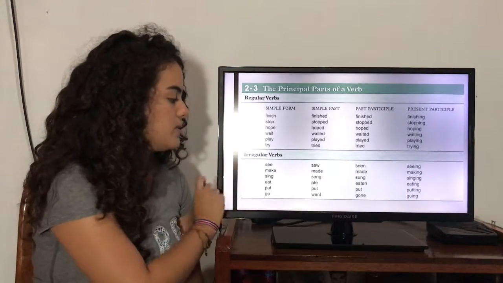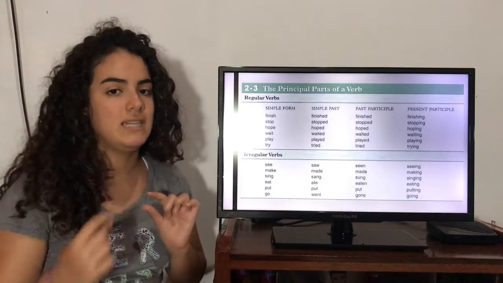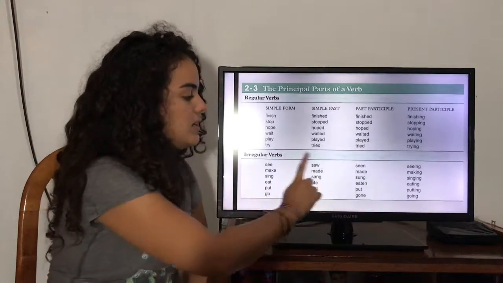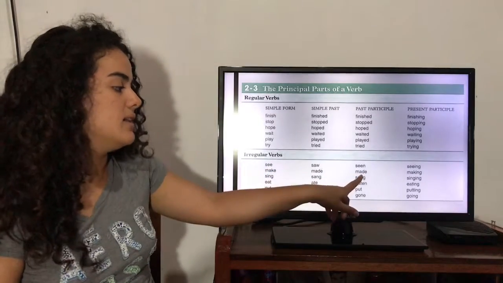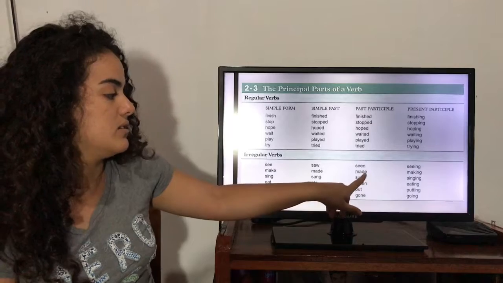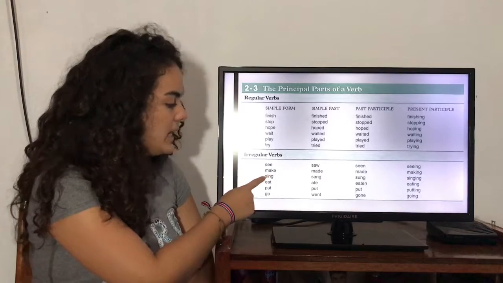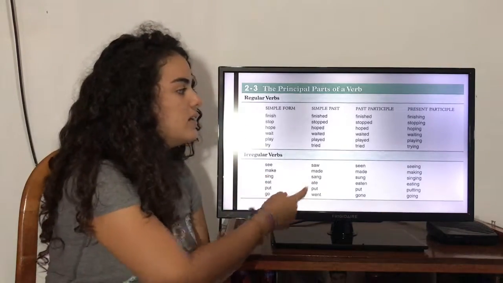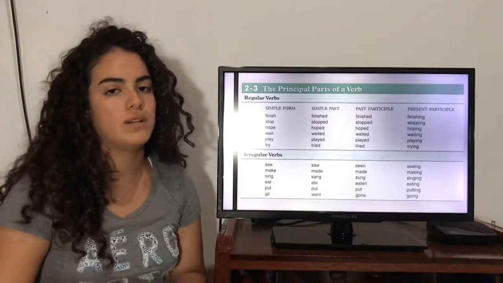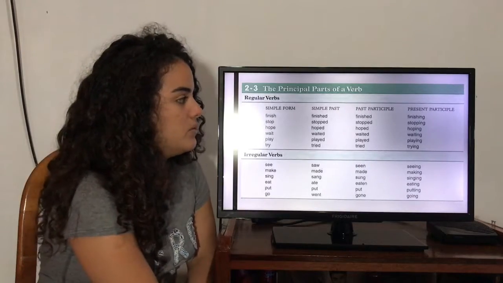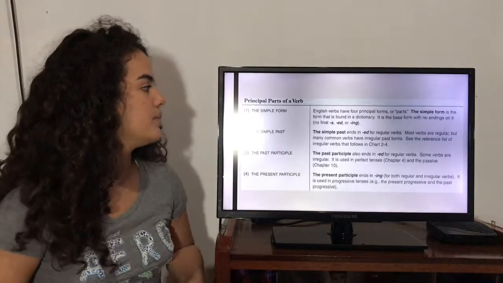So now we have irregular verbs, like see. In the past form it is saw, but in the past participle it is seen. So they change in all of them. See, saw, seen, seeing. And make, made, made. These are the same in this verb, and making. This is a totally irregular verb, like sing in the simple form, sang in the past form, sung in the past participle, and singing in the present participle. You have to remember all of the irregular verbs, because you need to use them.